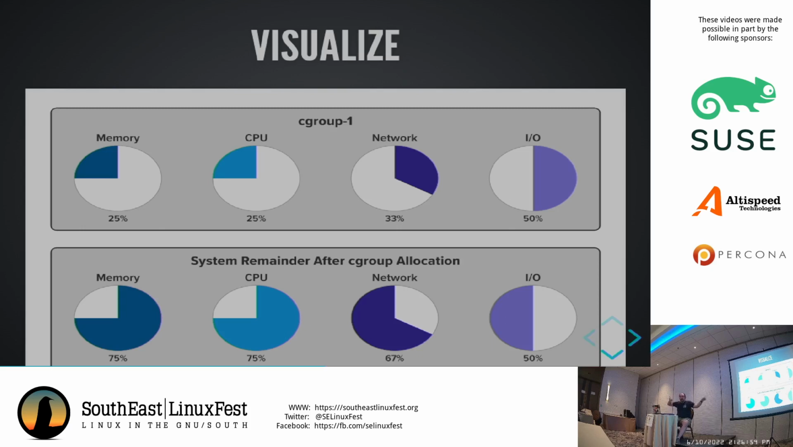Cgroups does the same thing for other resources. Same thing with network: you only get so much throughput. I want you to choke out the rest of the processes, even though I know you're moving a lot of data. You can say that.